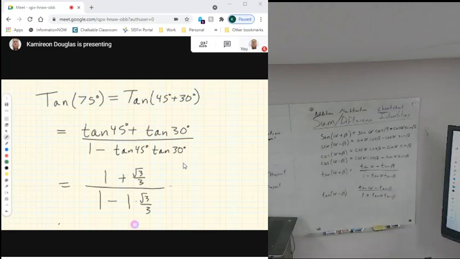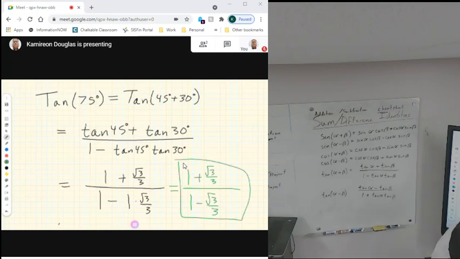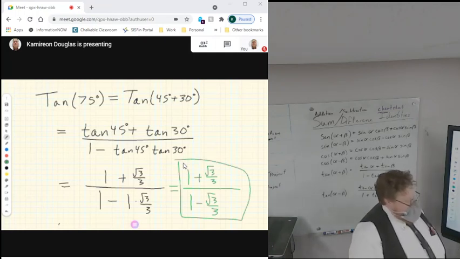Does it have to be simplified? Did you say it did? Yep. Fudge. Oh, I'm sorry about you. So, that is the unsimplified answer.